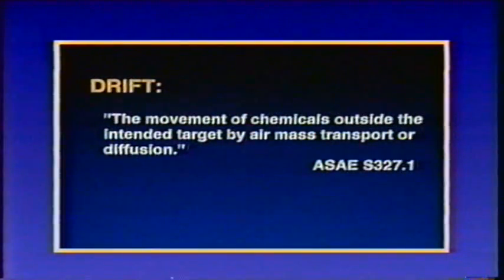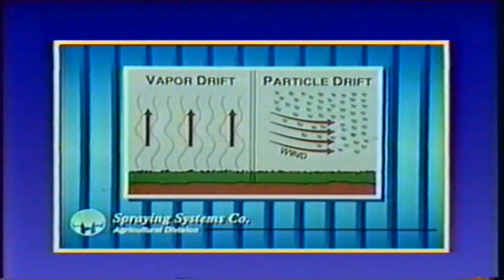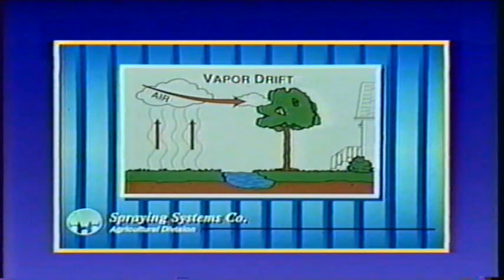The American Society of Agricultural Engineers, ASAE, defines spray drift as the movement of chemicals outside the intended target by air mass transportation or diffusion. There are two types of spray drift: vapor drift and particle drift. Vapor drift occurs when chemicals evaporate into the air, which then moves the vaporized chemicals wherever the air moves. This is similar to the movement of smoke when leaves are burned and the smoke sometimes drifts to undesirable areas.